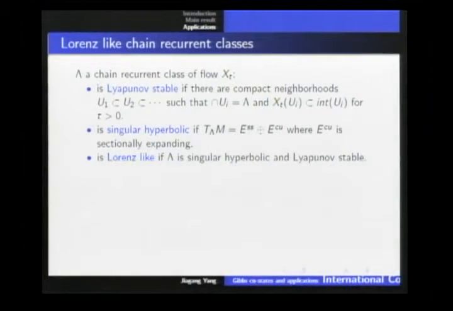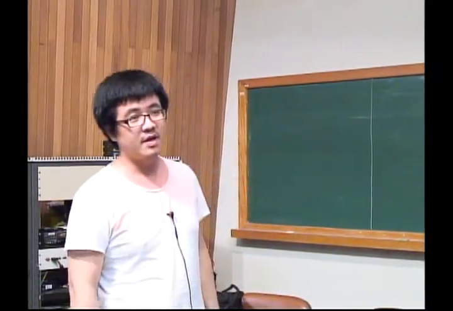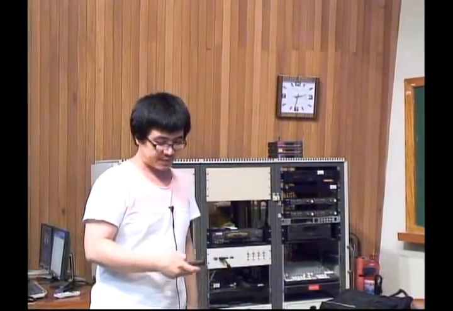Now, there exists some generalization. The generalization is like the following. First we need to define Lyapunov stable. A class is Lyapunov stable if it contains a sequence of compact neighborhoods, U1 contains U2 and U2 contains U3, and every neighborhood after the image will shrink. And it's proved by Kearney that for any homeomorphism, there always exists some Lyapunov stable class.